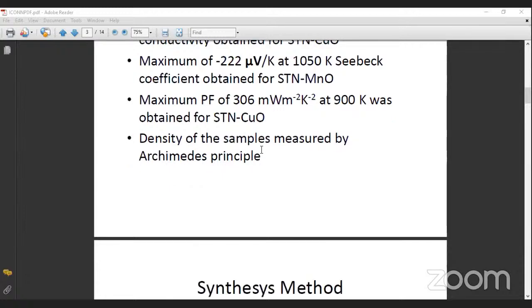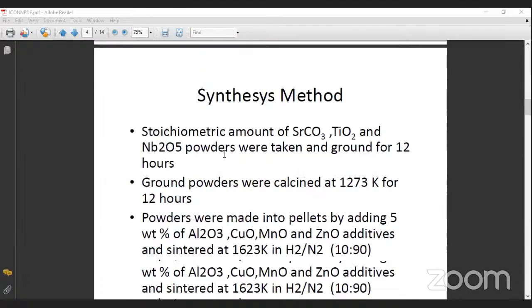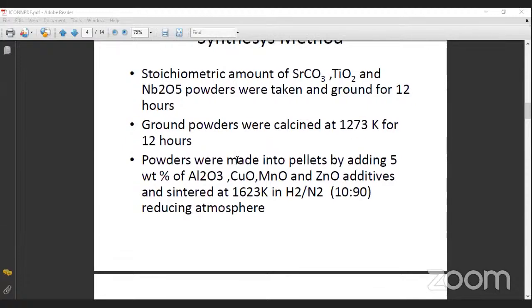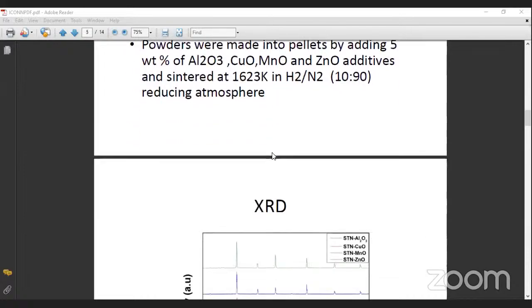The densities of the samples were measured by the Archimedes principle. Here is the elaborate synthesis method, where the precursors are taken in stoichiometric amounts, ground for 12 hours, and calcined at 1273 Kelvin. Then the additives are added, pressed into pellets, and sintered at 1623 Kelvin in a hydrogen and nitrogen mixed atmosphere in order to reduce the sample.